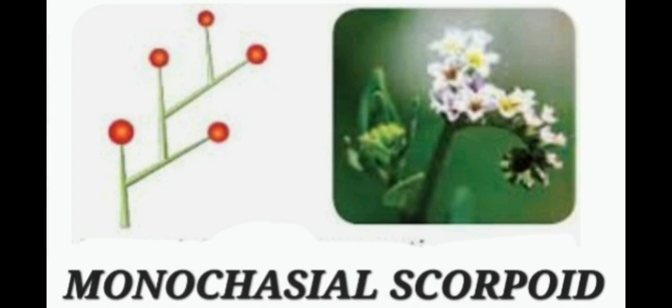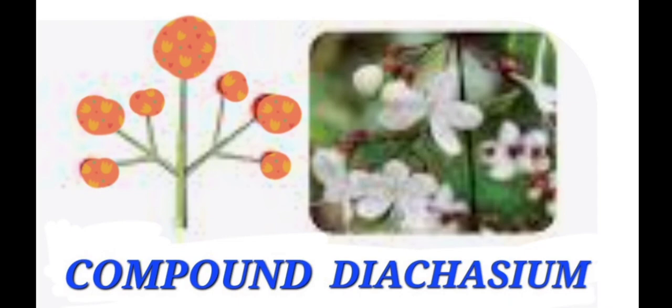Next, we come to the biparous cyme, or what we also call the dichasial cyme. Here, the peduncle terminates in a flower. The two lateral branches arise from the base of the peduncle, each ending in a flower. This is why it is called the biparous cyme. Examples include bougainvillea, jasmine, mirabilis, etc.